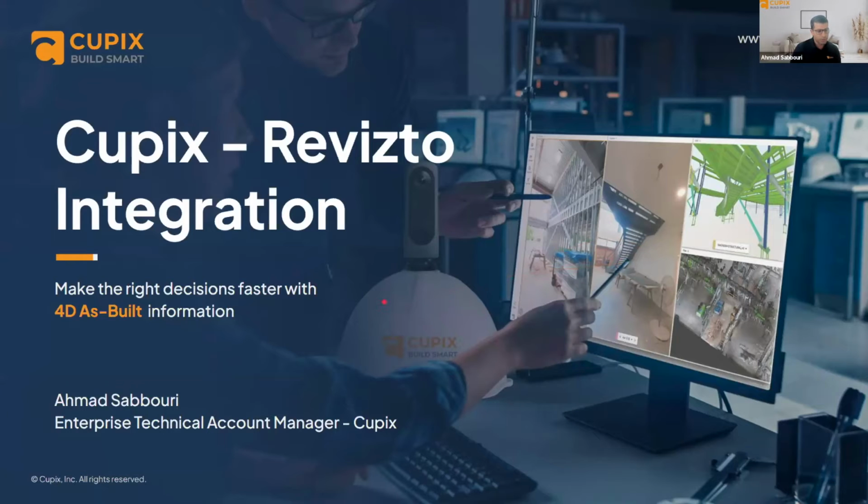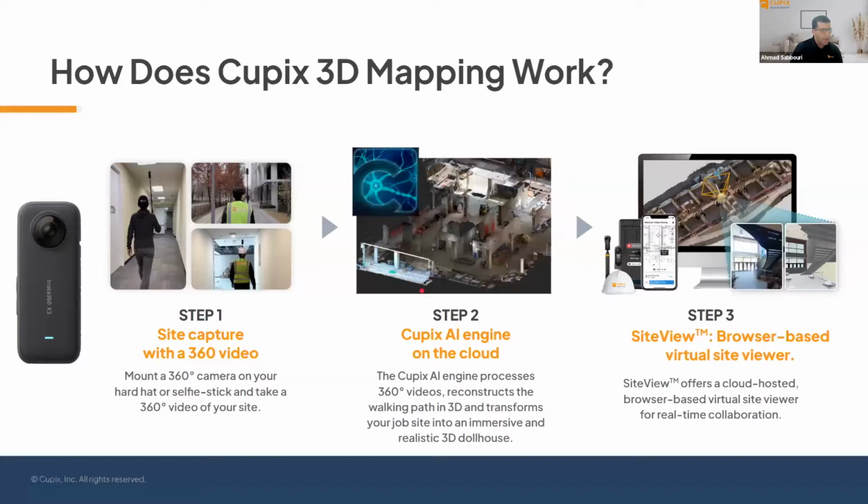Now, how does that work is very easy, right? So the main functionality for Cupix when we talk about 3D mapping, and similarly to what you have seen with Matt and Revizto, everything is coordinated in 3D, whether it's an issue, a clash coordination item, a drawing, everything is living in one 3D ecosystem.